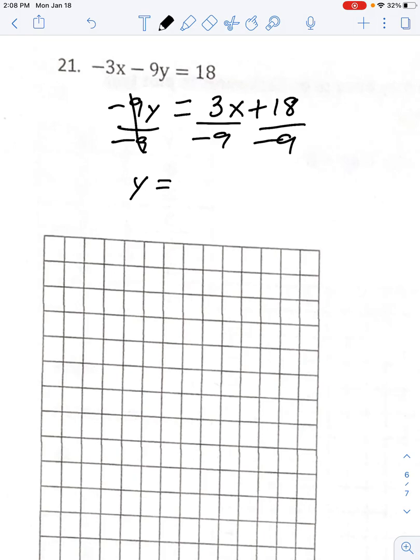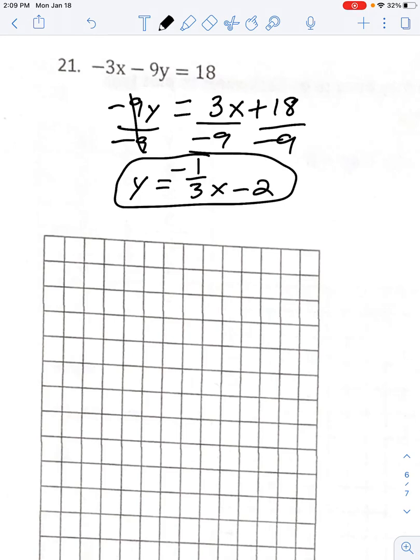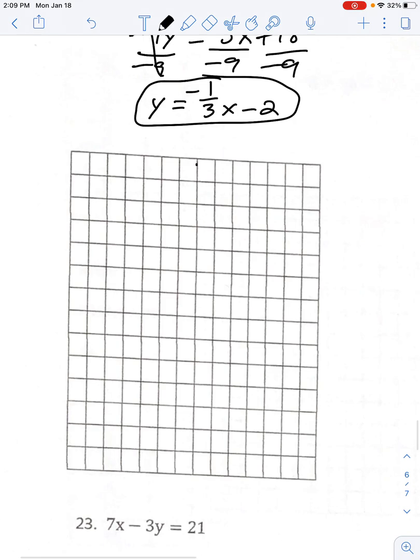So you get y equals negative 3 over negative 9 would be negative 1/3 x. I just moved the negative to the top. All right, 18 divided by negative 9 is negative 2. So there's our answer. And then to plot the graph, negative 2 is where we're going to plot. We're going to go down 1 and right 3. And then one more time, down 1 and right 3. And then draw our line.